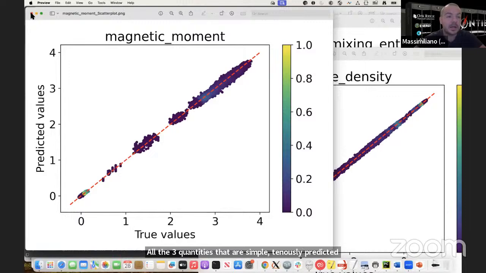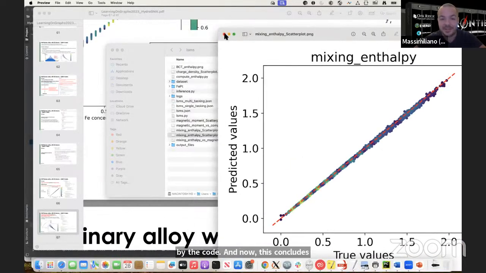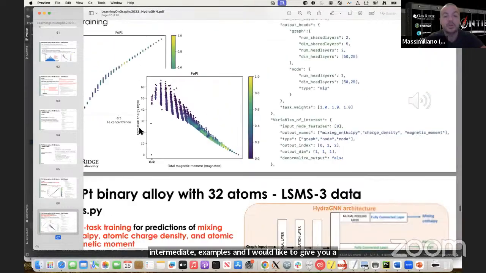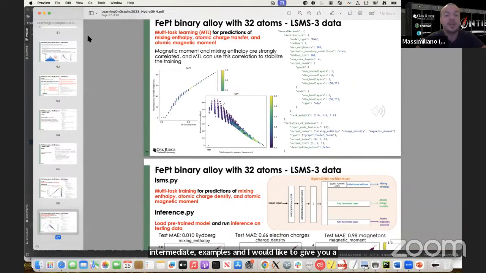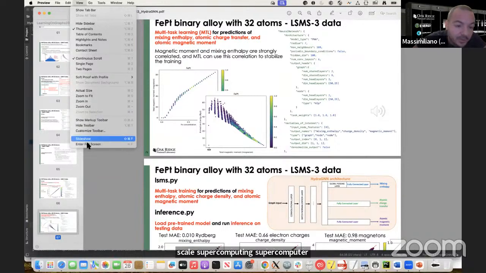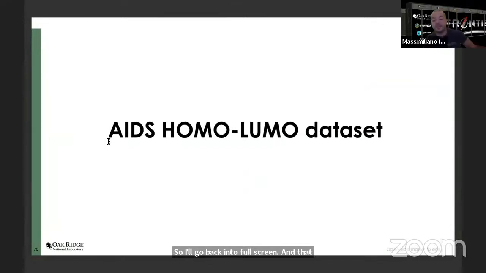And now this concludes the two intermediate examples. I would like to give Jean the opportunity to describe in more detail the training of HydraGNN on the exascale supercomputer Frontier. So I'll go back into full screen and I will go to the very last example. Jean, please take the stage from here and tell me when you want me to switch slides.